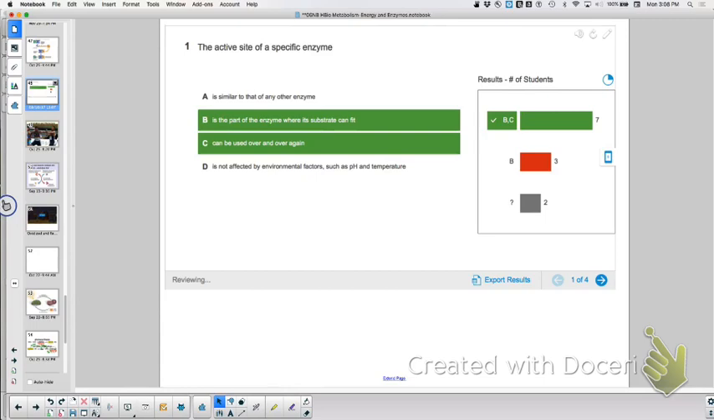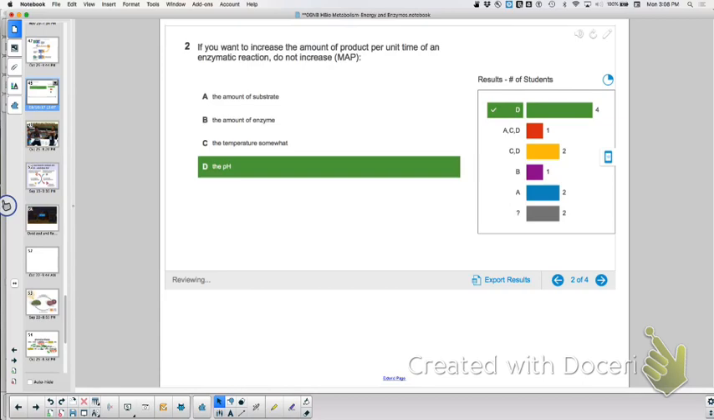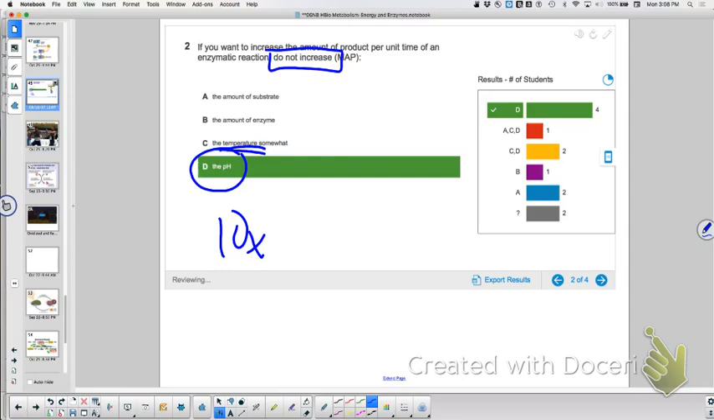Number two, if you want to increase the amount of product per unit time of an enzymatic reaction, it says do not do this. So if you don't want it to work, change the pH. Because remember, every change in pH is really what? Tenfold. If you increase the temperature somewhat, will the reaction work? Yes. How about the enzyme? Yes. How about the amount of substrate? Yes. The thing that will impact it really rapidly is small changes in the pH, because enzymes are very, very specific.